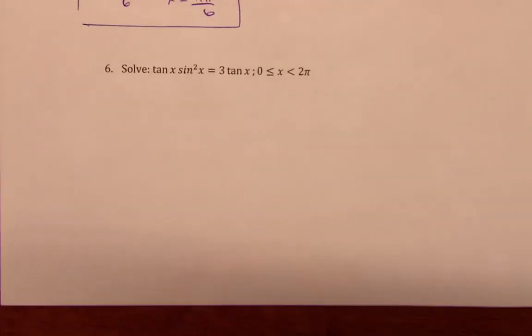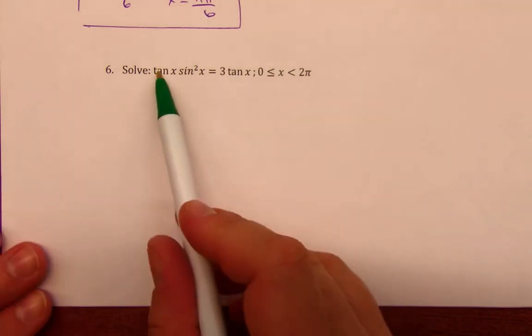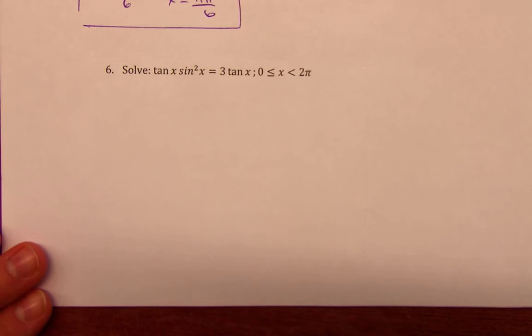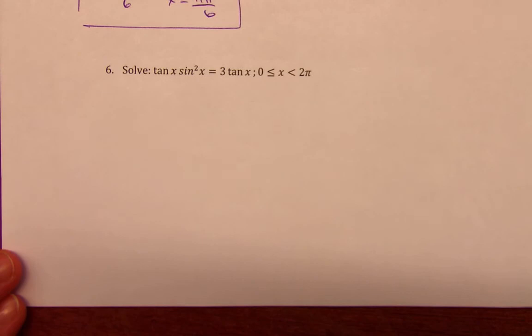I'm going to move on to number 6. Now this one looks a little bit scarier because we have multiple trig functions in here. That's okay. We can work with multiple trig functions, but there's a really big mistake that I always see students do here. What they do is they divide by tangent x on both sides. We can't do that because if we did, we would be eliminating some of our answers. And I'll explain that a little bit more when we finish this problem. What I am going to do is I'm going to subtract this on the other side so that it's set equal to 0.